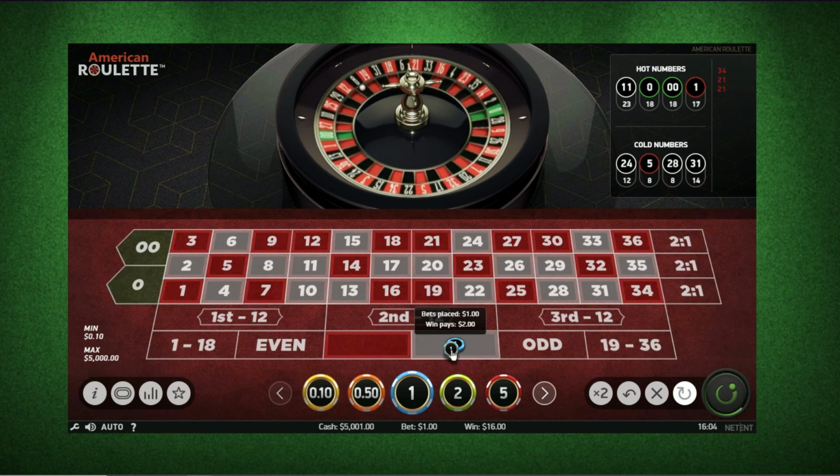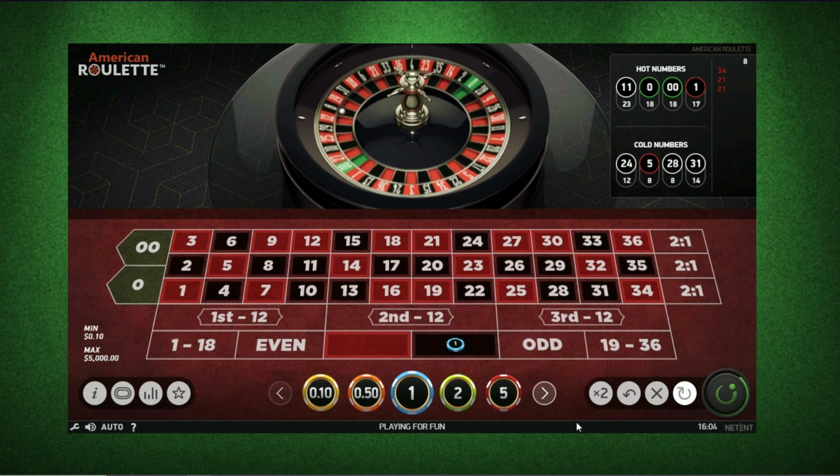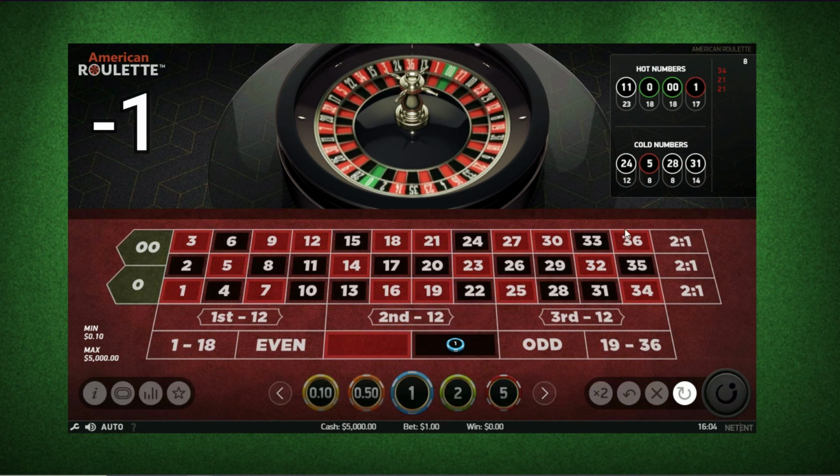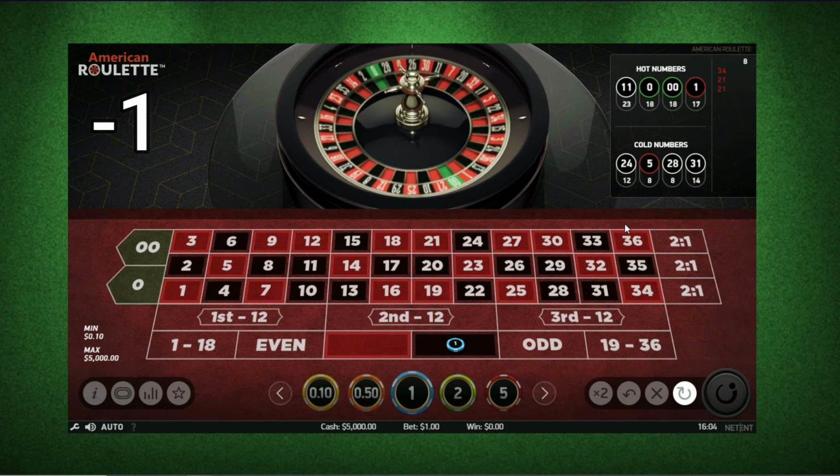So let me see if I can demonstrate again. So we'll spin one more time here. Or maybe 2 more times, we'll see.